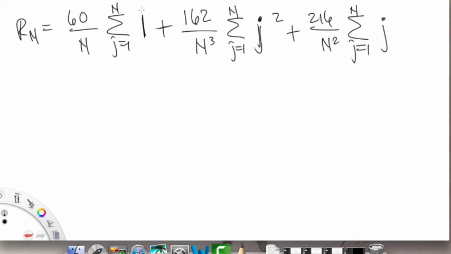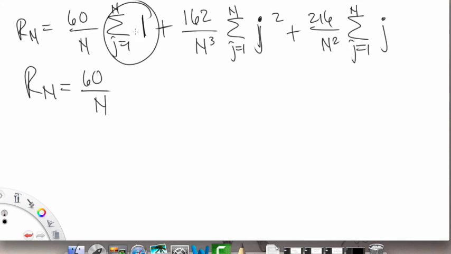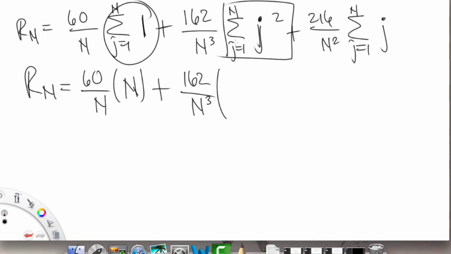Okay, so this here, we can actually simplify these sum things. So we have 60 over n, and this sum, because it's just a 1, means that we have 1 plus 1 plus 1 plus 1, all the way up to n many times. So that just means we have n many 1s. All right, so that'll be an n plus 162 over n to the third, and we replace this guy. Remember, these are the power sums. We're going to keep those in mind, remember?